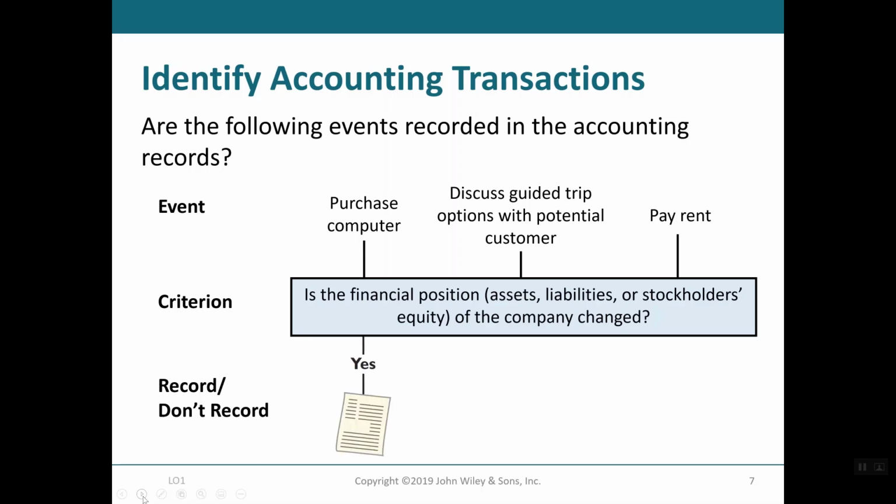Yes, because the financial position, the assets of the company, is going to be affected. How about just discussing guided trip options with potential customers? No, there are no economic changes. How about paying rent? Of course, that affects our cash, because we have to pay money out, and it affects our expenses, which are under stockholders' equity. So yes, we're going to record it because it's a financial event.